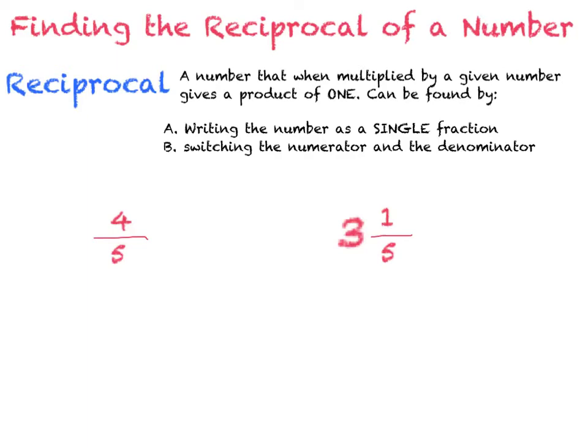A reciprocal is just a number that, when multiplied by a given number, gives a product of 1. Because of this, it can always be found by writing whatever number we're given as a single fraction and then switching the numerator and the denominator. So for example, in 4/5, we already have a single fraction, so I don't need to do step A. That step's already been done for me. What I do need to do is switch the numerator and the denominator. So I'm going to put 5 as my numerator, 4 as my denominator.